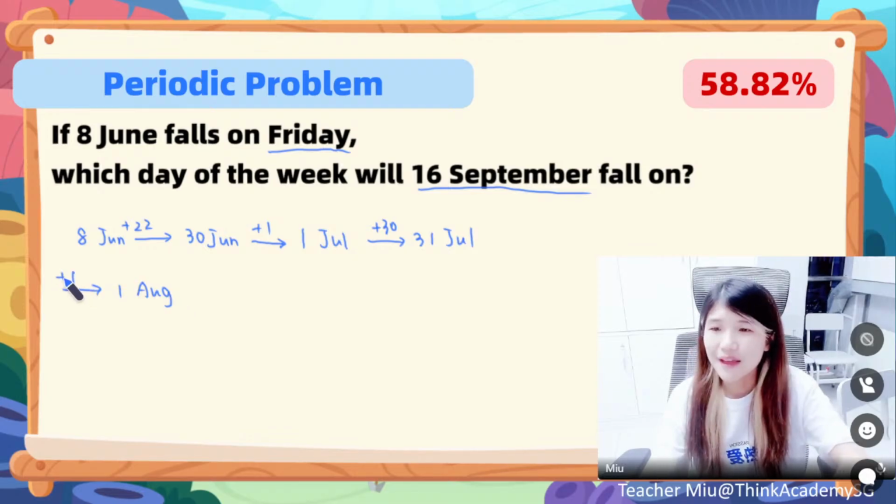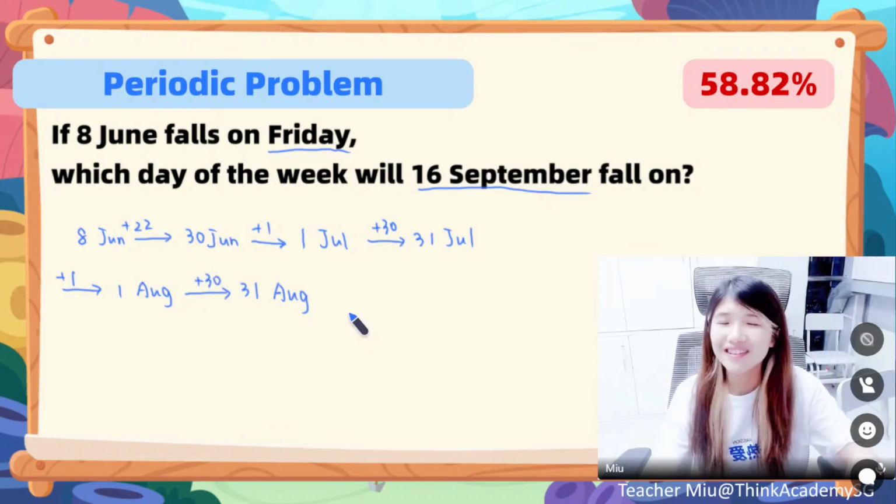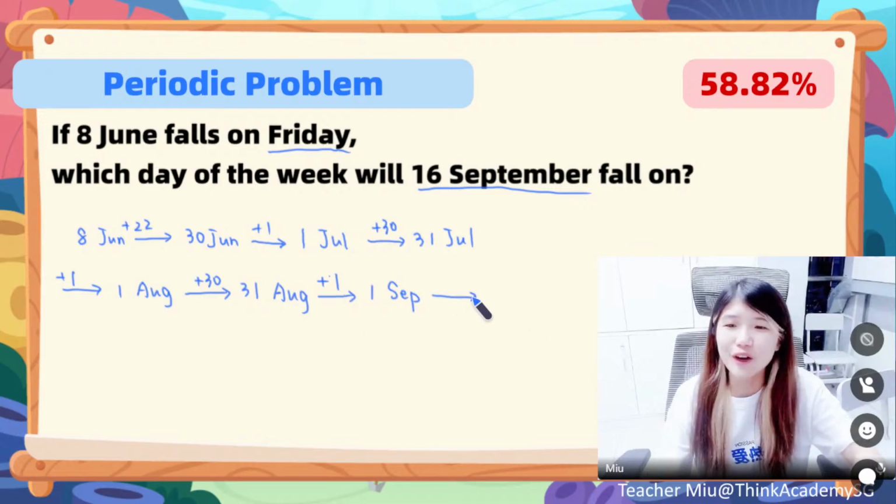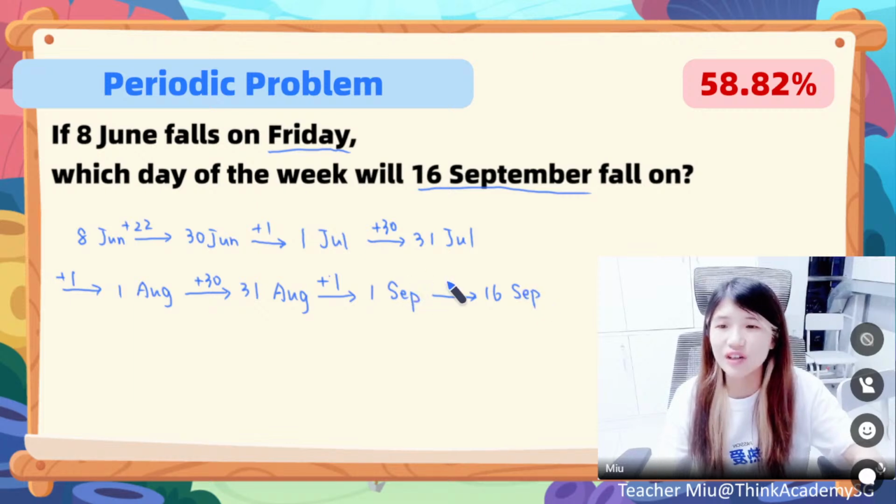Right? Continue. From the 1st August all the way to the last day of August, which is 31st August, there will be 30 days later. Then you need to go to the next month, which is 1st of September, which is 1 day later. Right? Then don't forget you are going to the 16th of September, which is actually 15 days later.